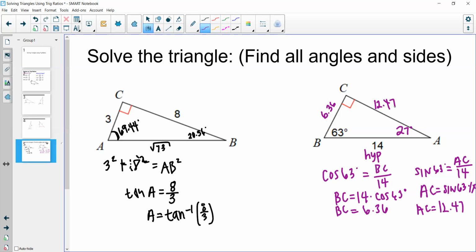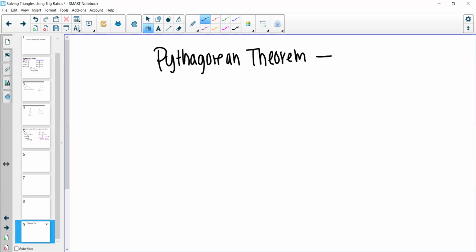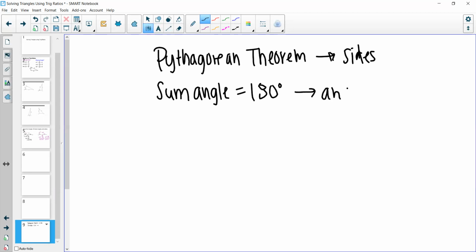Okay, so you've seen these two different ways that we can solve triangles. We have a bunch of tools in our tool belt that we can use to solve. So what are those tools that we can deal with here? Well, as mentioned before, we have the Pythagorean theorem that we can use. And that'll help us find the sides of our triangle. We know that the sum of the interior angles is equal to 180. And that obviously helps us with finding angles.